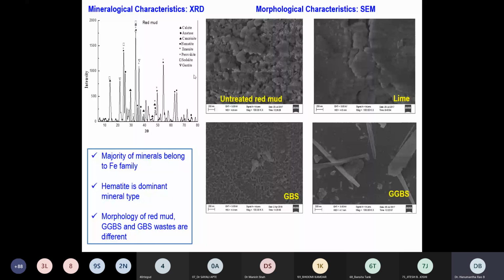Incidentally, you can't find any such mineral in the red mud. But in terms of particle size, we still say that the red mud comprises particle fractions of clay size and sand size. So when the mineralogy is completely different, how do we deal with such material? We do not know how these minerals will react when you add conventional additives like fly ash or lime, because these are widely used additives in geotechnical engineering for treatment of soil. These are some morphological characteristics of red mud and other additives like lime, GBS, slag, and other materials.